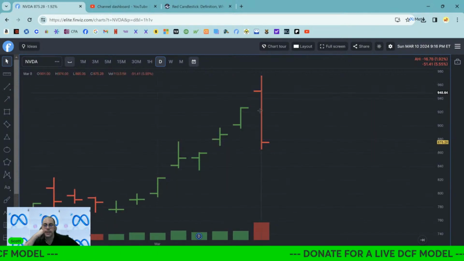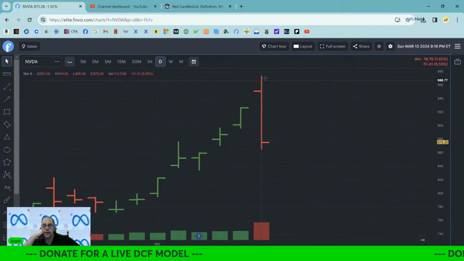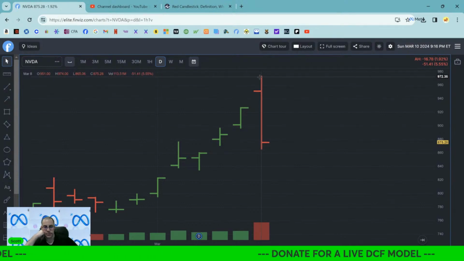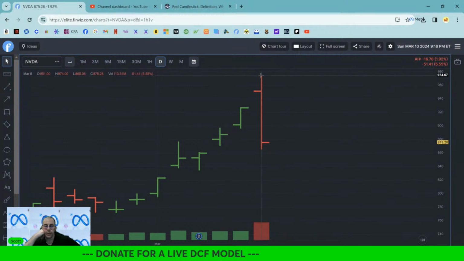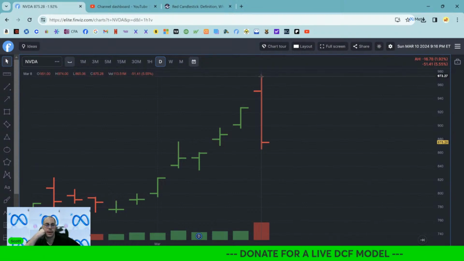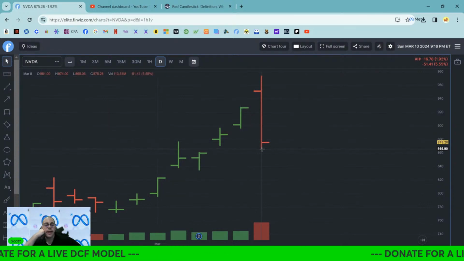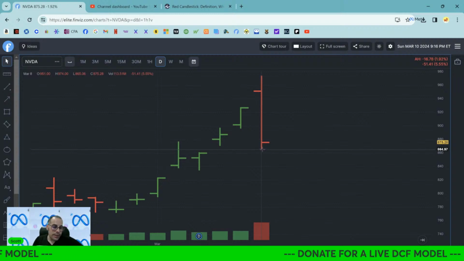So this is the last trading day for NVIDIA. So it was a red day. So the peak was here. It didn't open or close up here, but the peak trading price, which was intraday, was up here at 974. So it peaked at 974 intra-trading day, and the lowest point it got was 865.